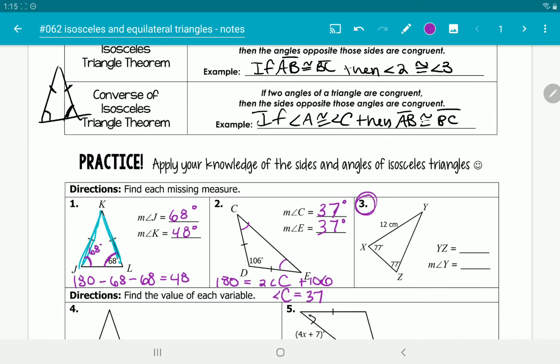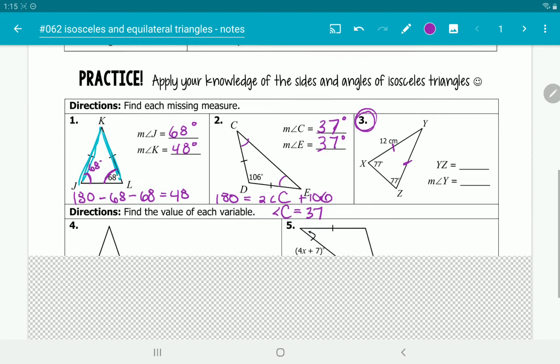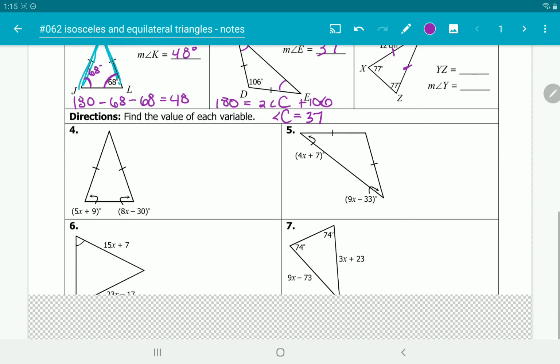Now I want you to try number 3 on your own. Try it completely on your own. It's very similar. You have the angles, so you know that these two sides are going to be the same. Try it your best.